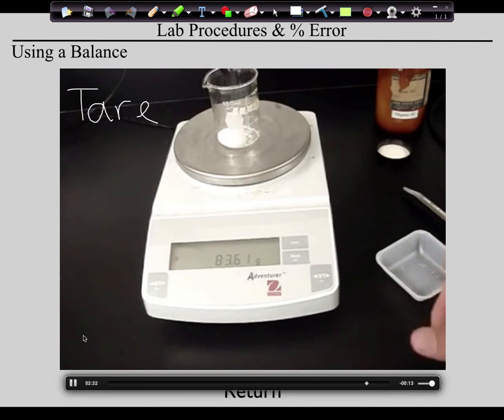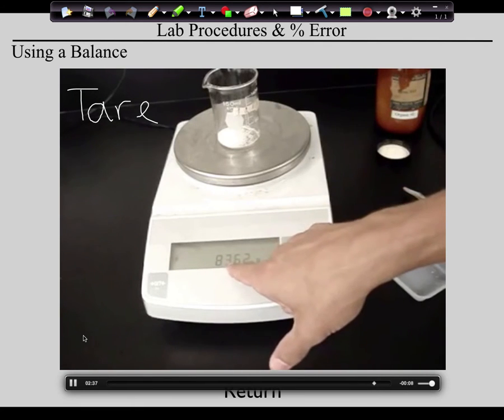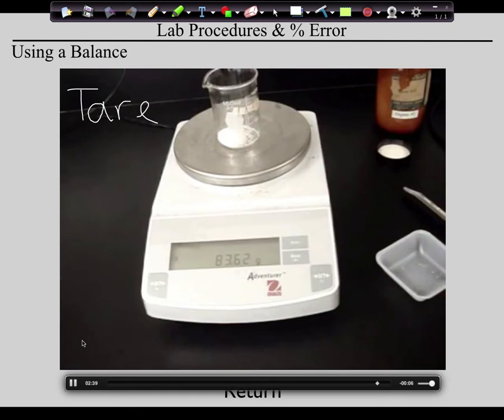So you just have to be really careful of when you push that tare button so that you know exactly what this number you're seeing down here is measuring. And that's one of the biggest sources of error that we have in our labs. Does that make sense? Is that okay? And you'll have time to practice with that when we get to lab on Wednesday. And if you have questions, let me know.